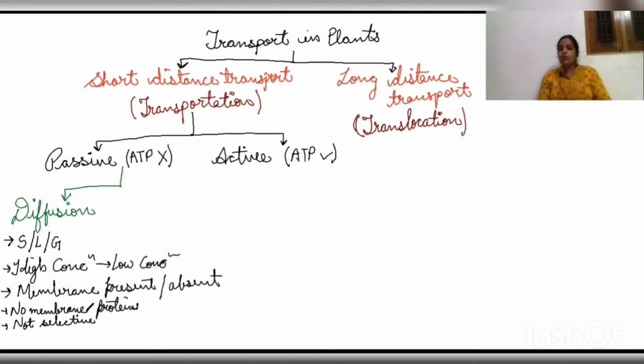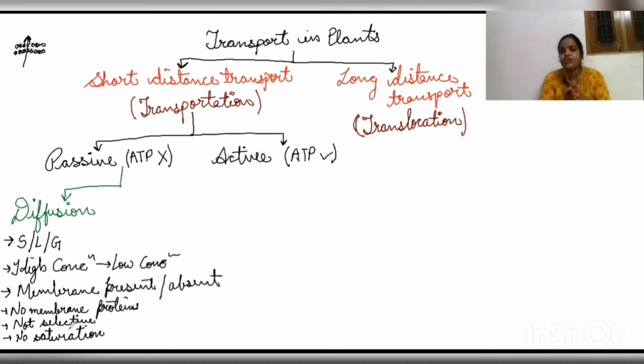Next is no transport saturation. Actually, if proteins are there, then they get saturated. But here, a lipid bilayer cell membrane is there, and the molecules just transfer across this membrane, so as many molecules as they want can be transported. So diffusion does not reach saturation, it does not reach any limit. So the next point we have is: no saturation. Simply, we can say there is no limit of diffusion.